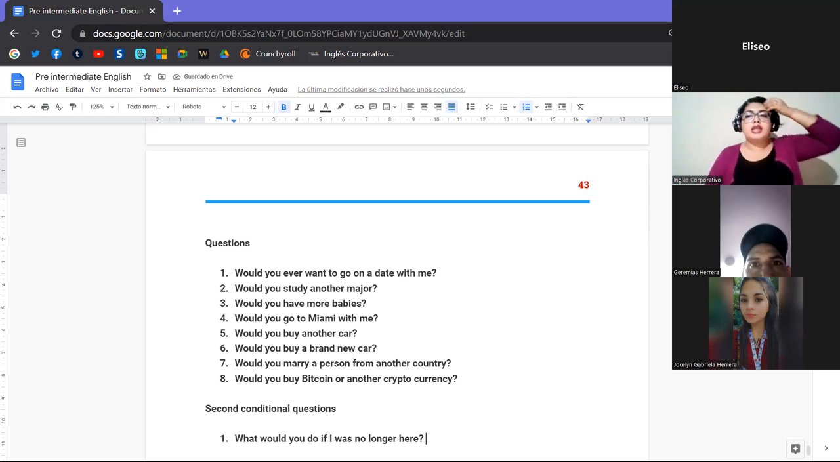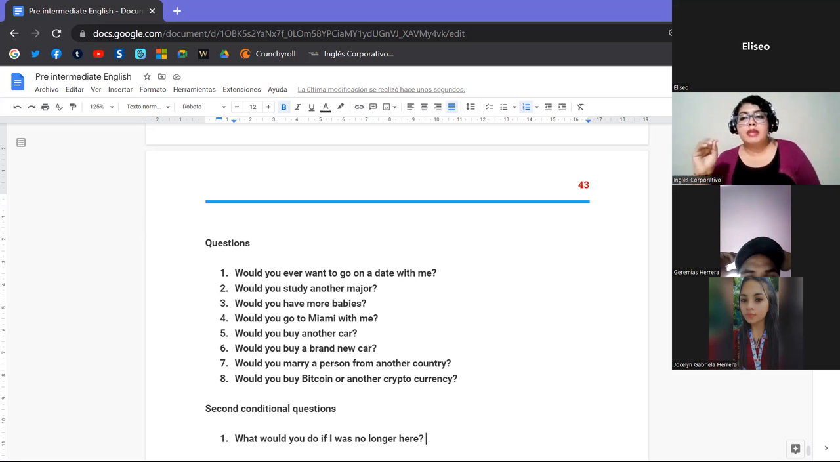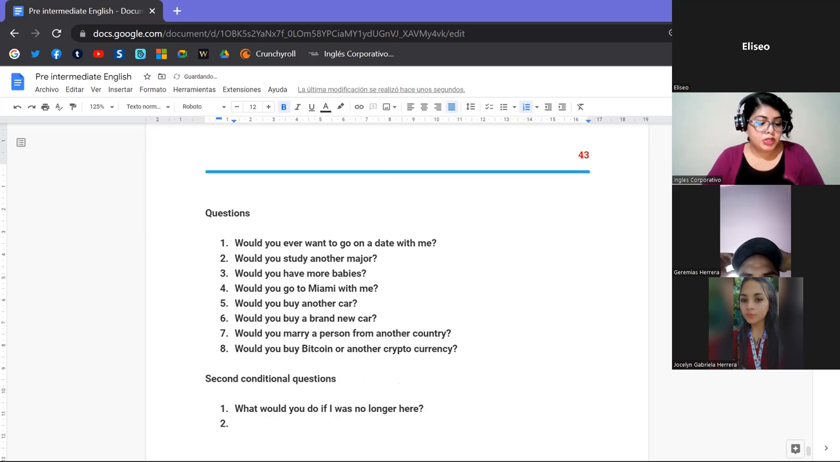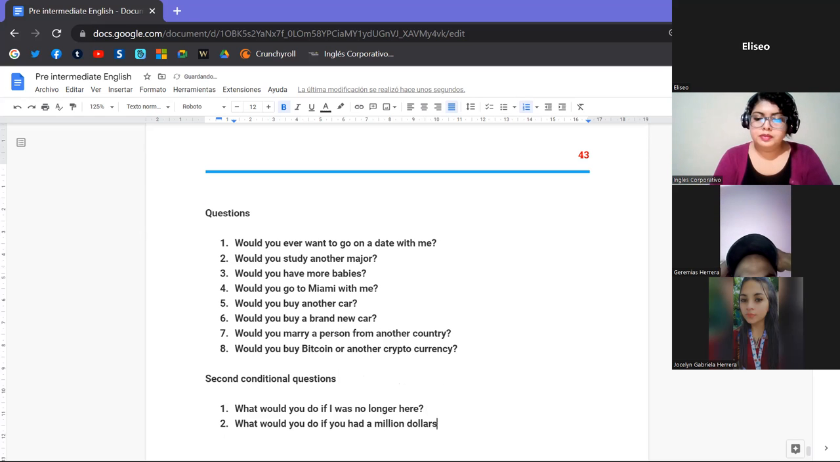In this case, when we are using the conditional, the second conditional question, the main point of the second conditional is the if. That is the connection between the two parts of the sentence. So in that case, the question is a two-part question because we are using if. Number two, what would you do if you had $1,000,000? Number three, where would you go if you could fly?